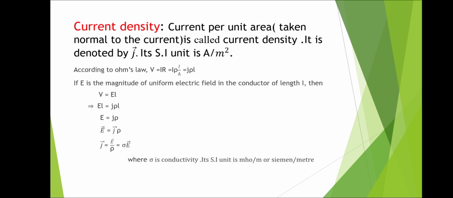Come to the next one, current density. Current density is defined as the current per unit area taken normal to the current. It is denoted by J. Its SI unit is ampere per meter square, right? With the help of Ohm's law, V equal to IR, we can derive V equal to J rho L, right? Basically, current density is a vector quantity that will be equal to sigma into E, where E is the electric field.